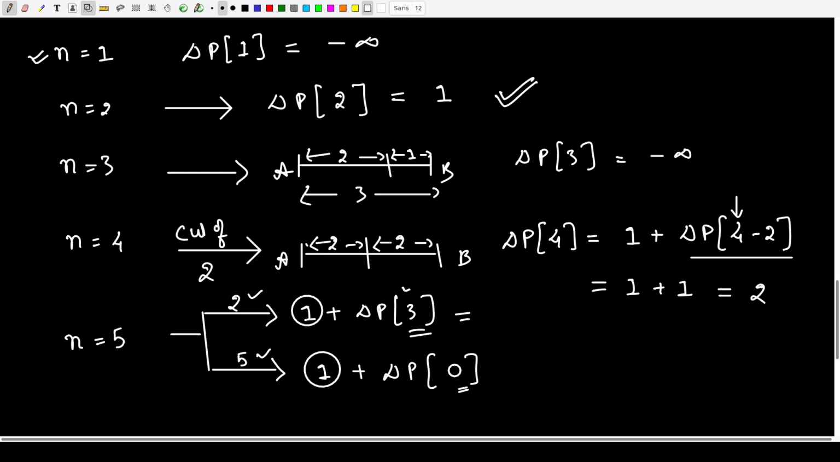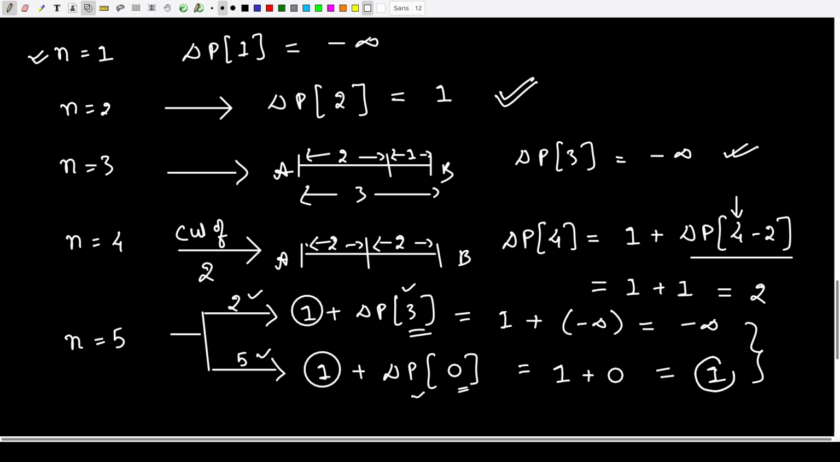Now since dp of 3 and dp of 0 are already solved, let us look at our dp table to get our answer. So over here this will be equal to 1 plus minus infinity, since dp of 3 is minus infinity, and this will be equal to 1 plus dp of 0, which is 0. So this value will be minus infinity and this value will be 1. And since our objective is to find the maximum between these two, the maximum will be this value, which is 1, because of which dp of 5 will be equal to 1.